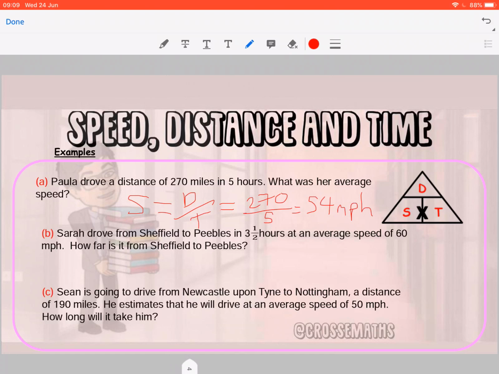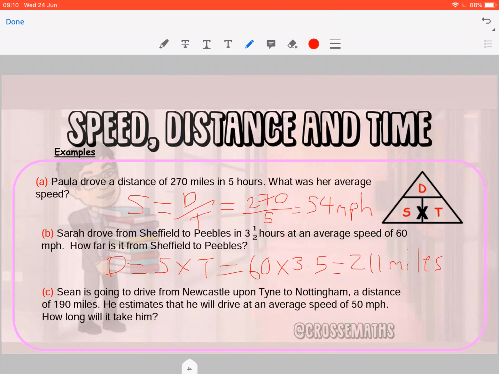Okay, but we're finding a different thing. Now we're finding how far is it from Sheffield to Peebles. Okay, distance is the thing we're finding. Distance equals, if I cover distance with my thumb, is speed times time. So distance equals speed times by time. My speed is 60 miles per hour times by a time of 3.5 hours. 60 times 3.5 gives me 210. We're looking for distance, so it's 210 miles.